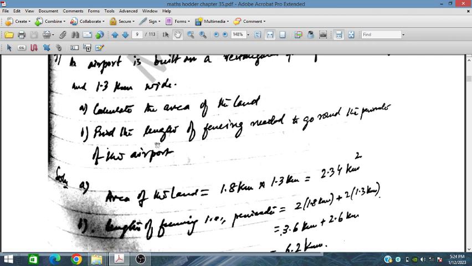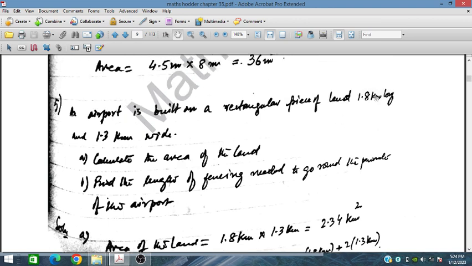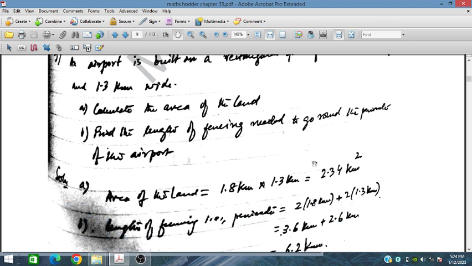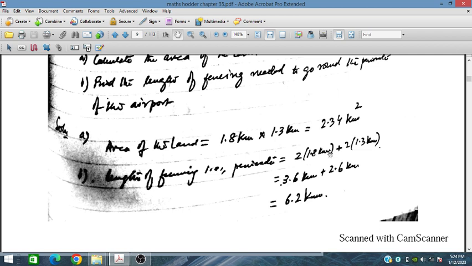Now find the length of the fencing needed to go around the perimeter of the airport. So we have to build a fence. So this is 1.8 kilometers, 1.3 kilometers. Because the shape is a rectangle, we have two sides 1.3 kilometers and two sides 1.8 kilometers. So the perimeter is 2 into 1.8 kilometers, 2 into 1.3 kilometers. So this is 3.6 and 2.6 kilometers. We add that and we get 6.2 kilometers. So the overall perimeter length would be 6.2 kilometers, and this much fencing would be required.